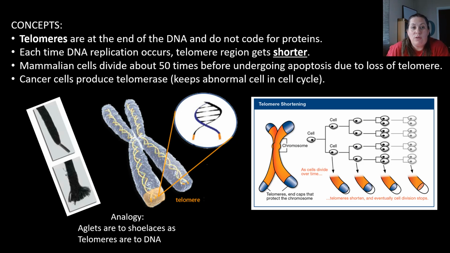Now, each time the DNA gets replicated, and that occurs on a regular basis, the telomere region gets shorter and shorter. Mammalian cells like us can divide about 50 times before they undergo apoptosis. We talked about this as being like cell suicide due to the loss of their telomere. Once the telomere is all gone, we would then start losing important genetic information, and so this just stops the process of division. Cancer cells, however, can produce their own telomeres.